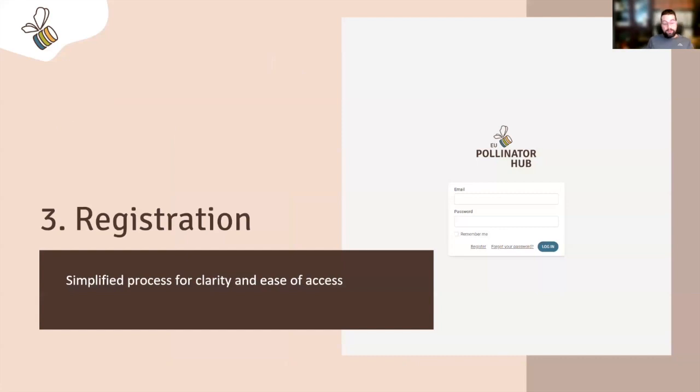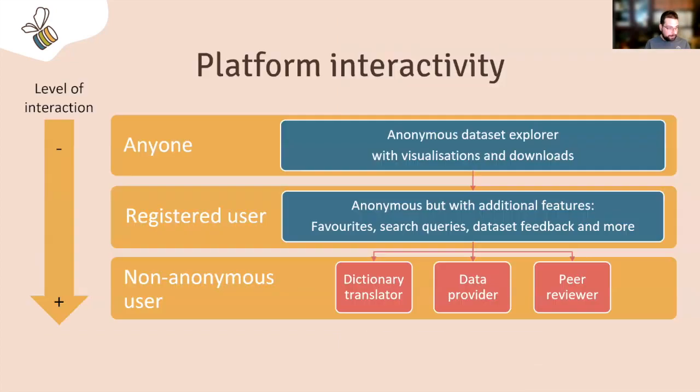In the platform, we have a multi-step registration process. In one way, we want to have it as simple as possible, but with a complex software as the Pollinator Hub is, it's not easy to make it simple. So we decided on a multi-step process. Most features of the platform will be publicly accessible. So even if you're not registered, you will be able to download published data sets, explore them and view any of the visualizations available.